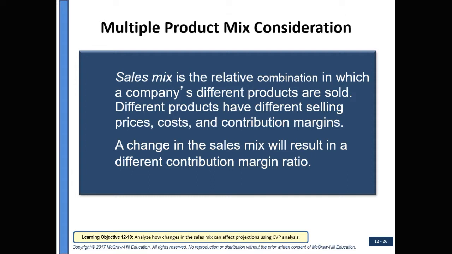You should recall from other business classes that the sales mix is the relative combination in which a company's different products are sold. Different products are going to have different selling prices, costs, and individual unit contribution margins. Changes in the sales mix will result in a different total contribution margin ratio.